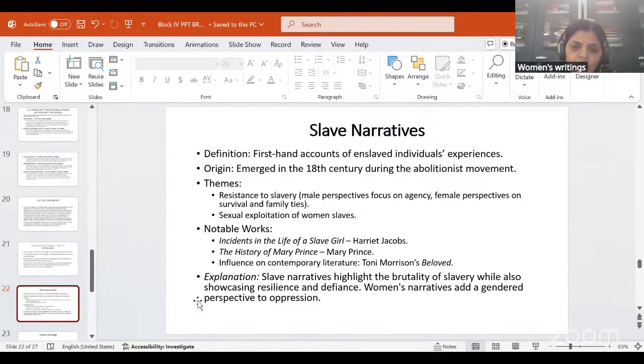Okay, and then sexual exploitation of women slaves also is a part of this. Notable works, when you look at, Incidents in the Life of a Slave Girl written by Harriet Jacobs, The History of Mary Prince written by Mary Prince, and the influence of contemporary literature, Toni Morrison's Beloved. These are a few works that you see as notable works of the slave narrative. So, slave narratives highlight the brutality of slavery while also showcasing resilience and defiance. Women's narratives add a gendered perspective.